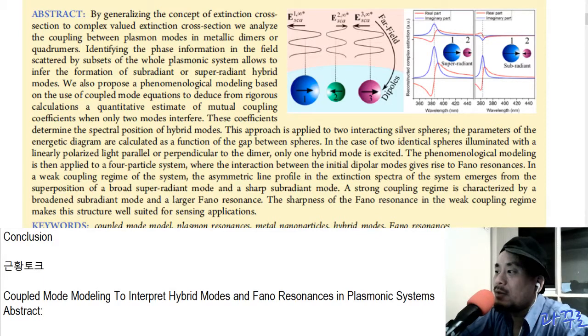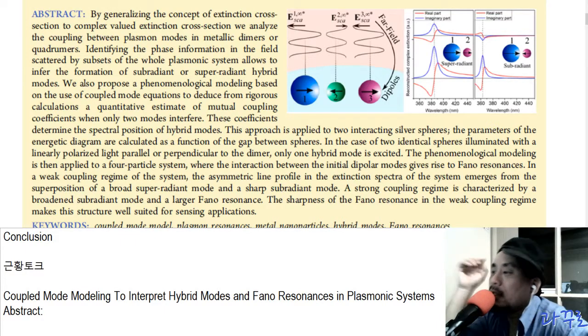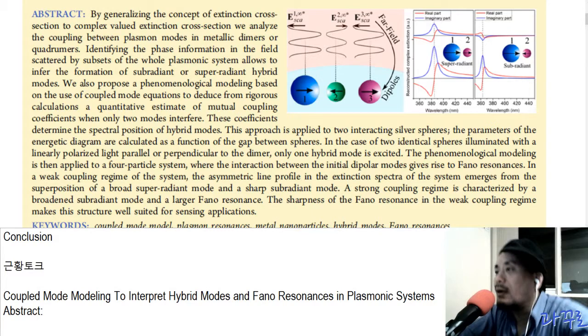What are the key coupled mode model? Plasmon resonances, metal nanoparticles, hybrid modes, Fano resonances. I guess I should read it again. What's the keywords? Alright, let's focus.